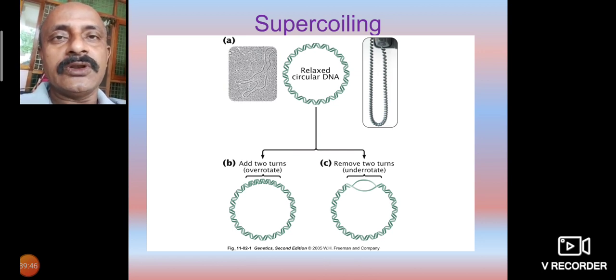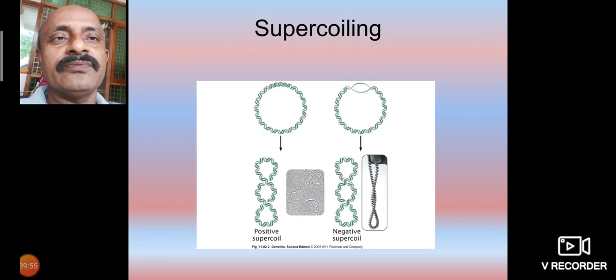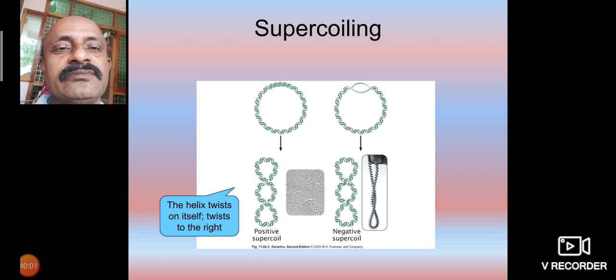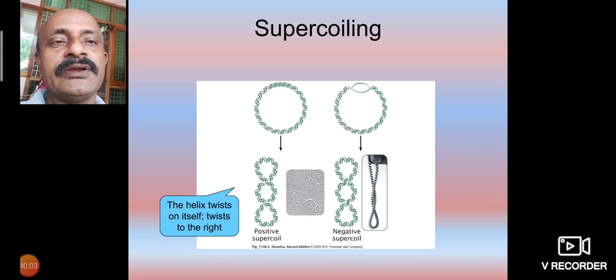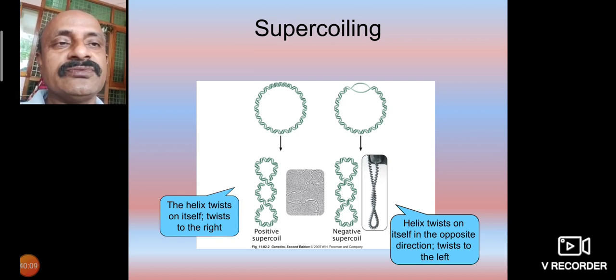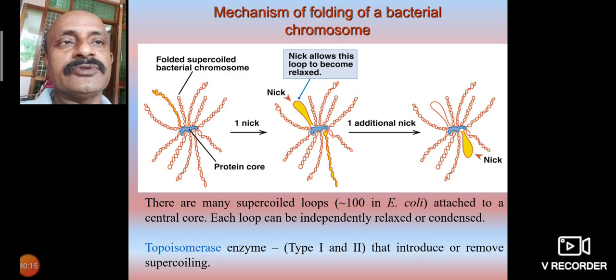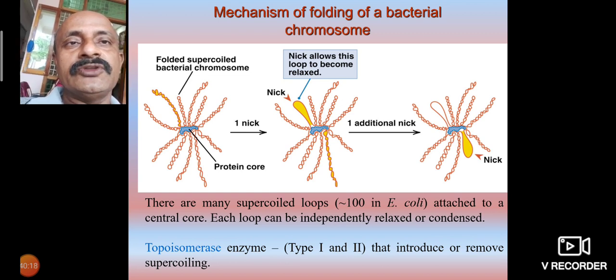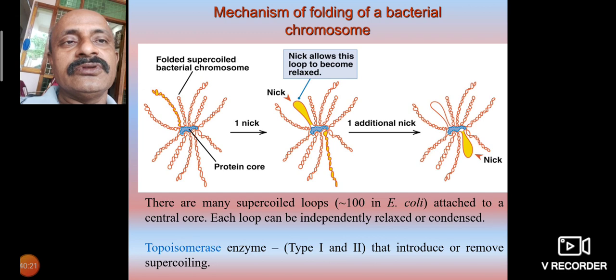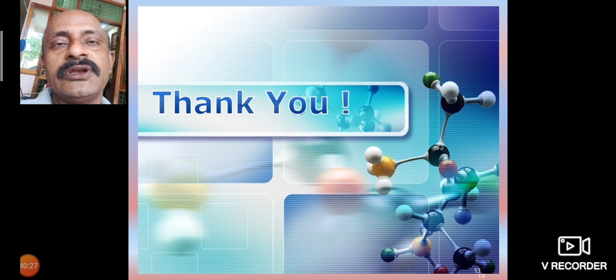The single chromosome is coiled several times around itself. That is called supercoiling. The helix twists on itself in the opposite direction, twisted to the left, which is the most common type of supercoil. This is the mechanism of supercoiling in bacterial chromosomes. So this completes my topic, introduction to chromosomes.